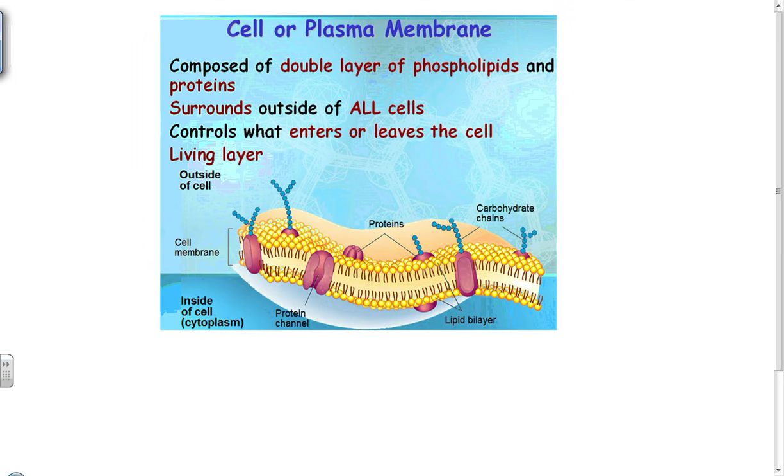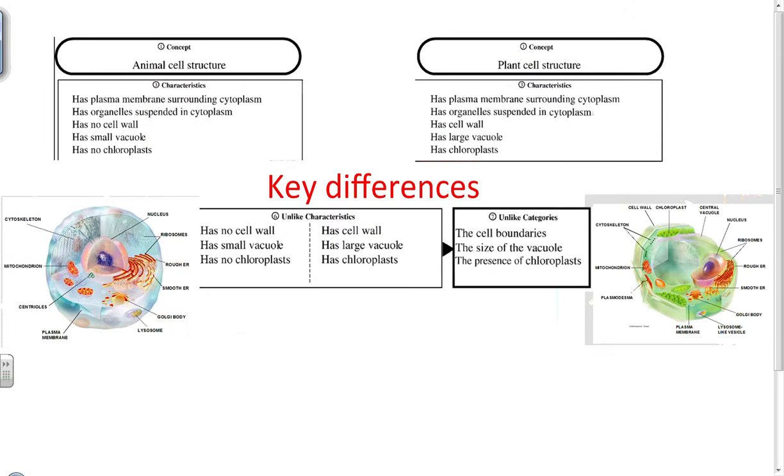Next one, plasma membrane or cell membrane. That's going to be the inside layer. It's actually the outside layer of animal cells. It is a double layer of phospholipids and proteins, surrounds the outside of all cells, and the key function is it controls what enters and leaves the cell. So it allows certain molecules in, allows certain molecules out. It's like the gatekeeper.